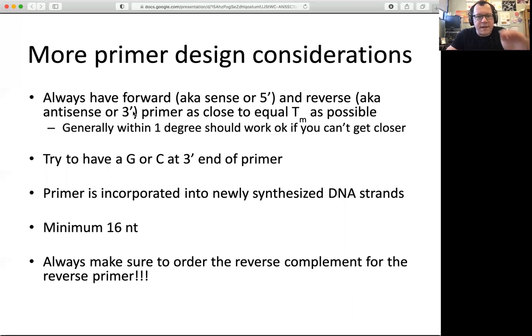And so when we're designing our forward and reverse primers, we want them to be within a degree. Ideally, within a half degree would be better. But sometimes you have to make some concessions.